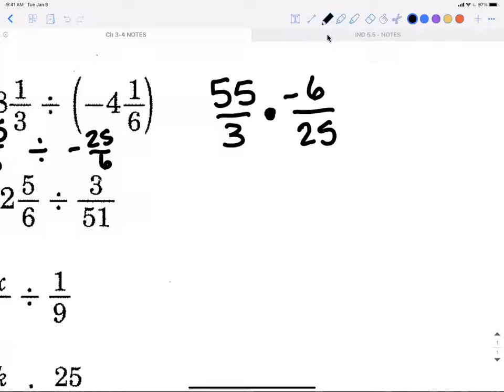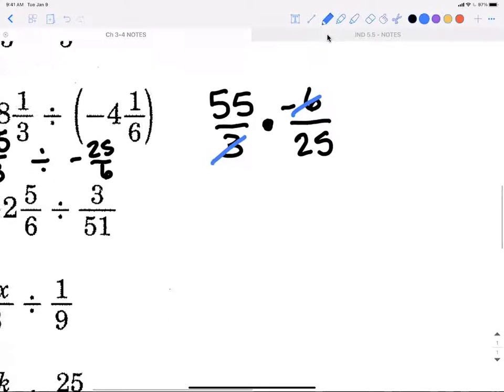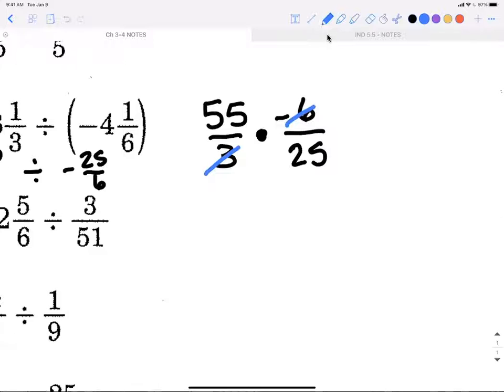Now that we've converted everything to improper, we've gotten the reciprocal of that second term. We've got it set up now as a multiplication problem. Now we're ready to work it. We can cross reduce, right? 3 and -6, they're both divisible by 3. 3 divided by 3 is 1. 6 divided by 3 is 2. And I'm going to put that negative up there so I don't forget it.